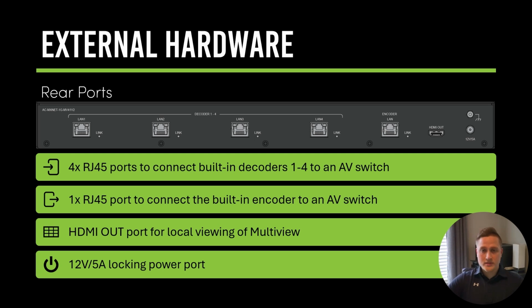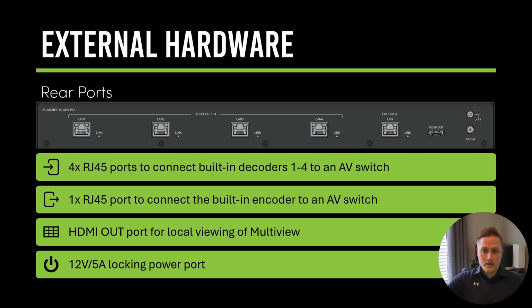Now that we discussed the built-in decoders and encoder, let's take a closer look at the rear panel of the MV41 V2. You'll find 4 RJ45 ports for connecting the built-in decoders to your AV network switch. These ports allow the MV41 V2 to pull in video streams from multiple sources across your MXnet system. You'll also see another RJ45 port dedicated to the built-in encoder, which outputs the multi-view image back onto the network, making it routable to any display in your system.